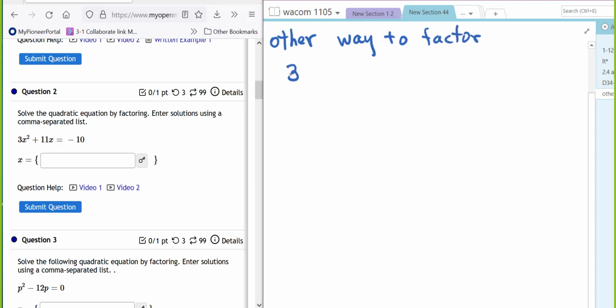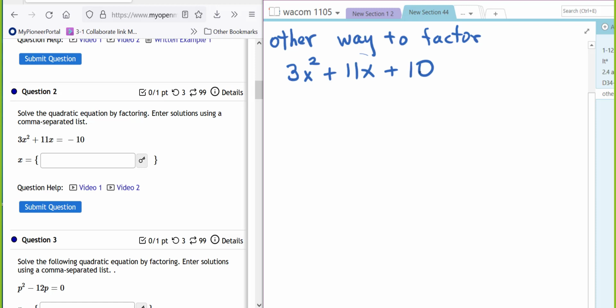And I'll go ahead and put it in standard form. Sometimes this way is called the AC method. Sometimes it's called to factor it by grouping. What you do is turn it into a problem with 4 terms. You're going to split this middle term into 2 and turn it into 4.